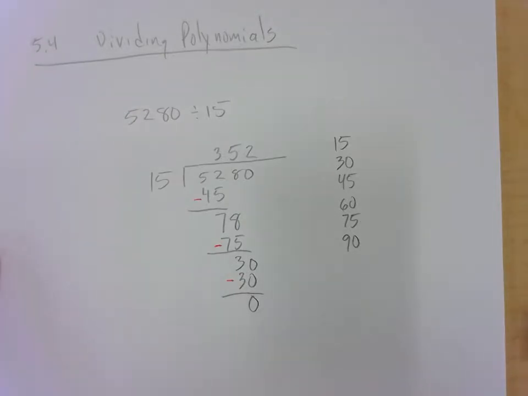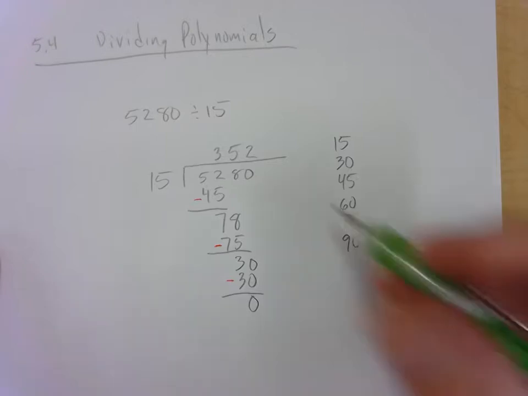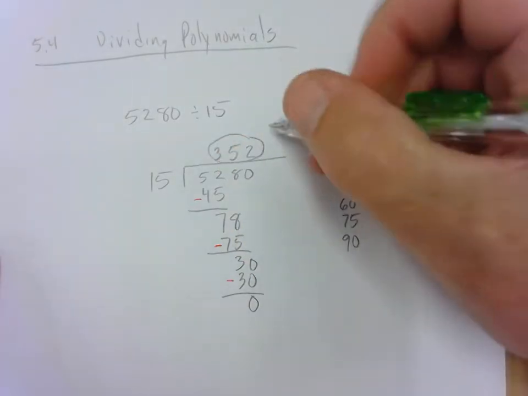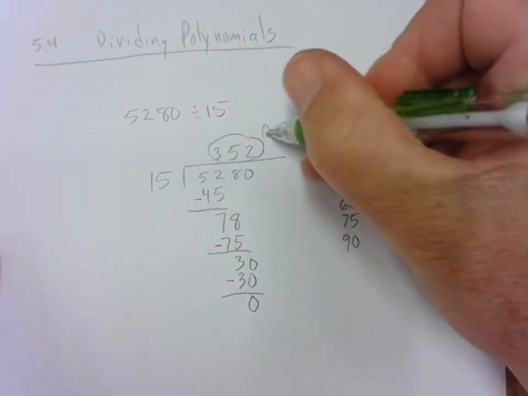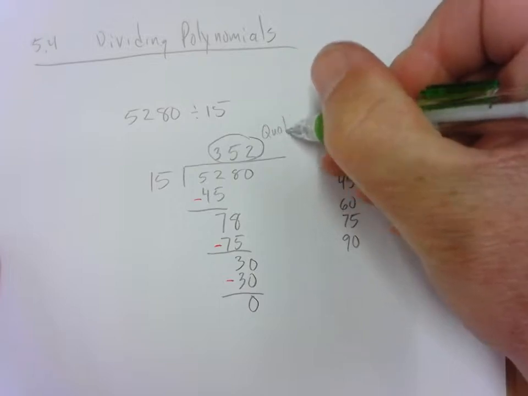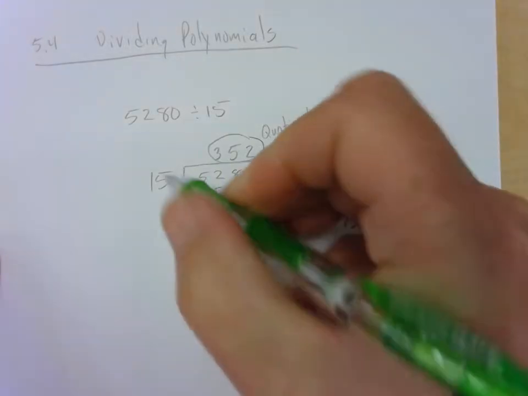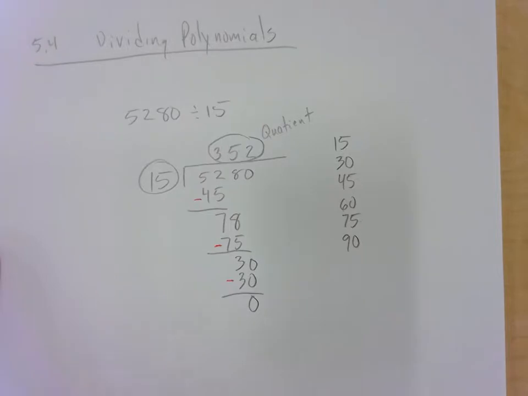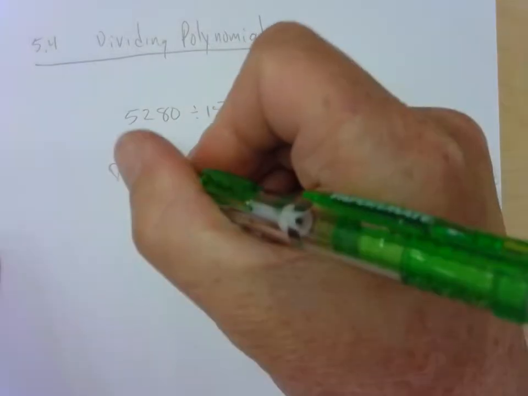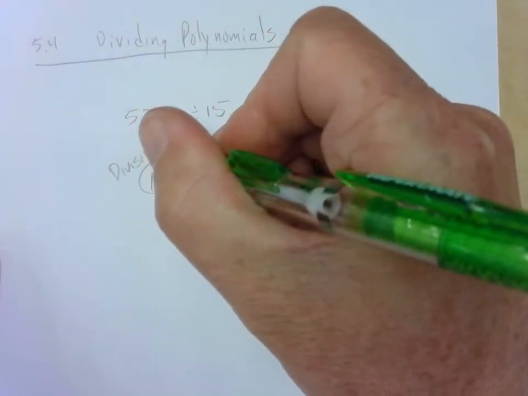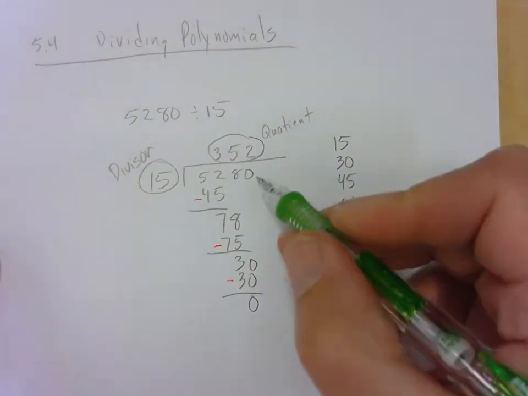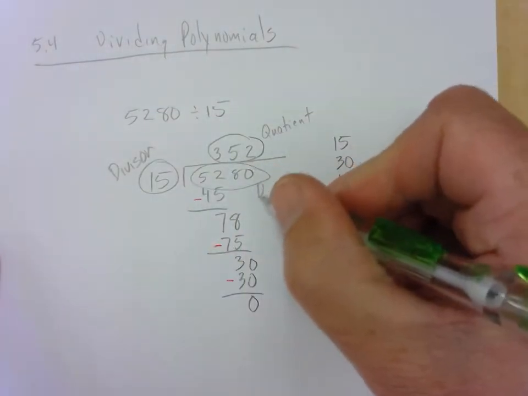Let's talk about the different words here. The answer to a division problem starts with a Q. You guys remember? Quotient. The thing that's doing the dividing is called the divisor. And the thing that got divided is the dividend.